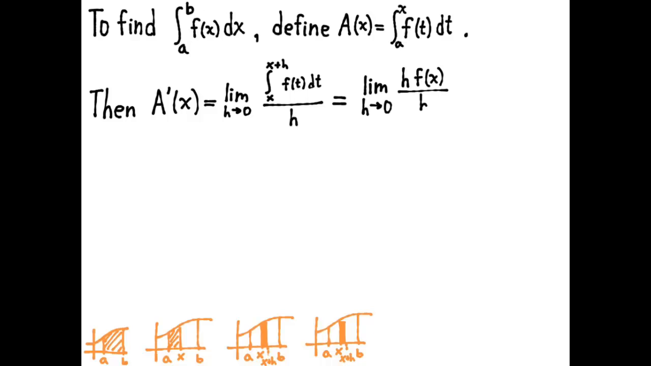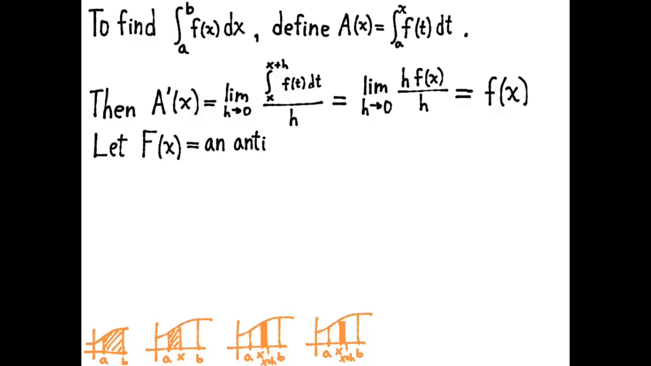So we rewrite it as h times the height of that rectangle, which is the rectangle area, h times f of x. And then we can easily calculate the limit. And we have found that A prime of x equals f of x. Now remember that when we find the derivative of something, we still need an initial condition.